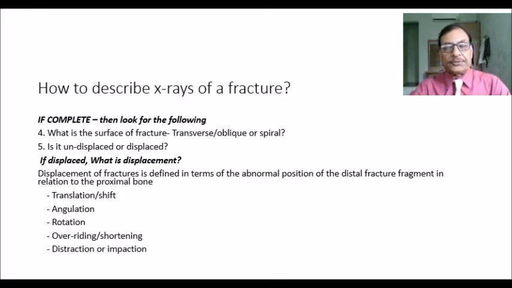The surface of the fracture could be transverse, oblique, or spiral. Then we have to ascertain whether it is displaced or undisplaced. One by one, we'll be seeing all of them. Displacement can be of different types. Just to tell you right now, it could be in the form of translation or shift, angulation, or rotation. It could be in the form of overriding, which is also called shortening, and it could be in the form of distraction and sometimes impaction.